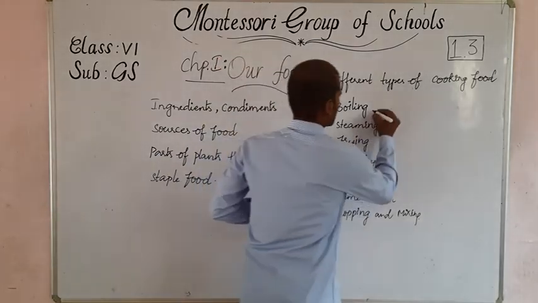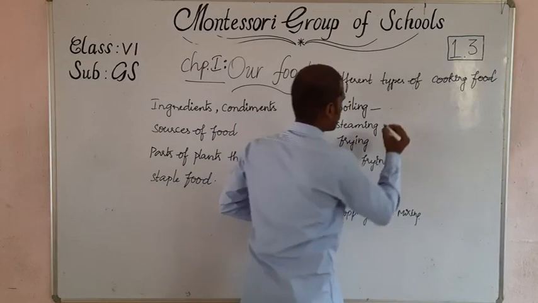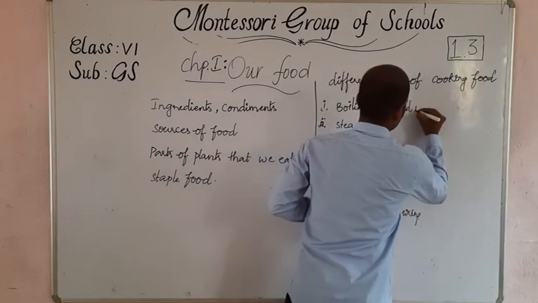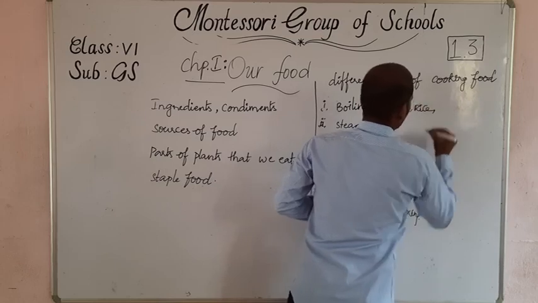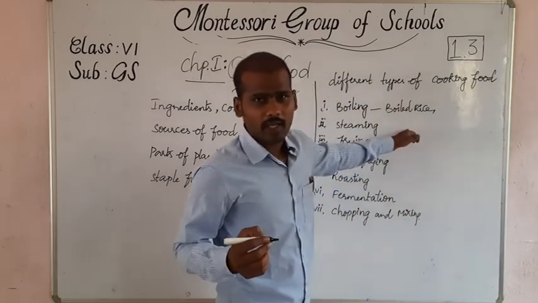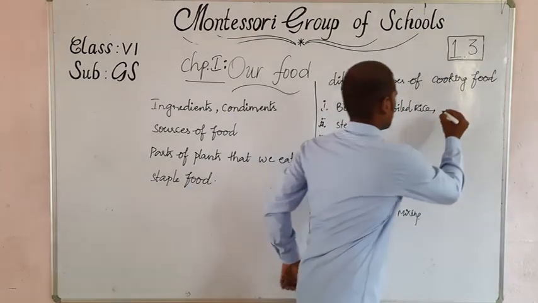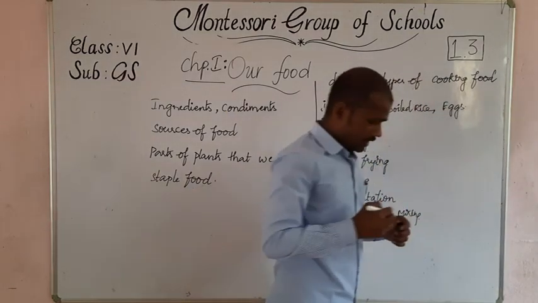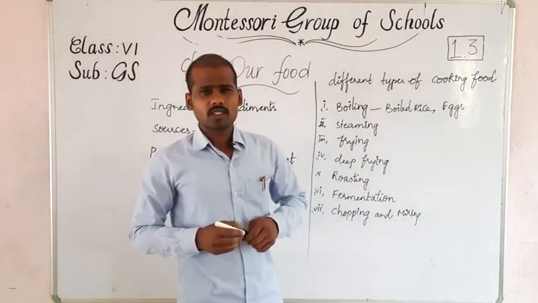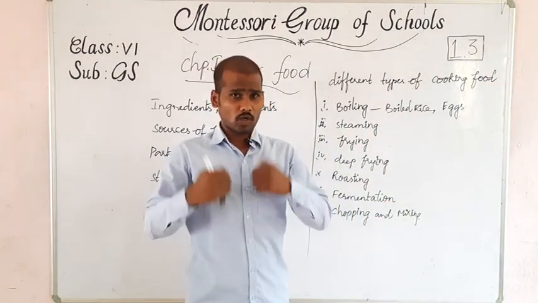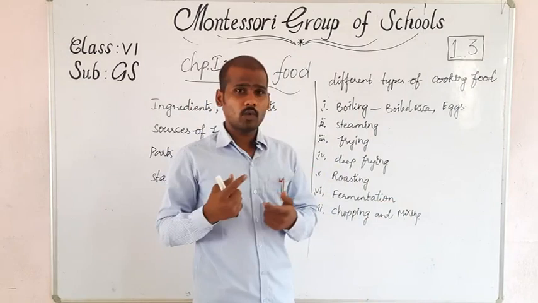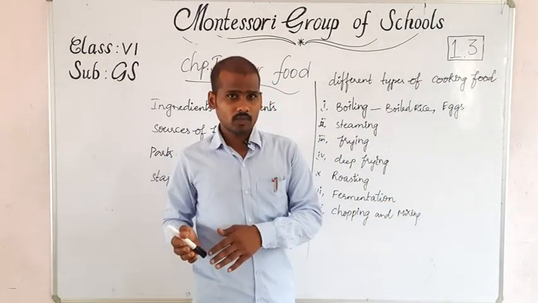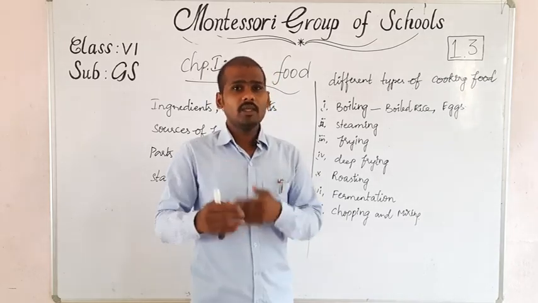So what are the examples of boiling? Boiled rice, or another example I can give you, eggs. When it comes to eggs, we can't eat them raw. So what do we do? We just boil these eggs in water so that they can be edible.